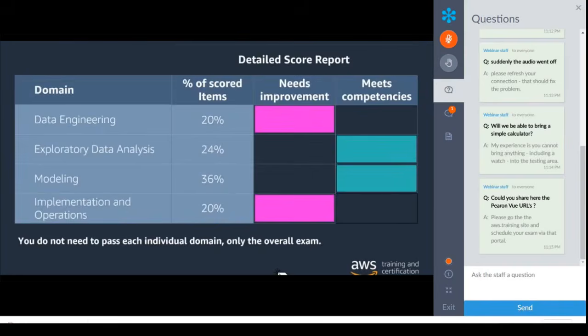And you also get a kind of detailed score report. We're not going to give you a breakdown of each individual question, but rather we show you which domain you're doing well or not well in. Okay, so you do not actually need to pass each individual domain in order to pass the exam. You just need to pass the exam.